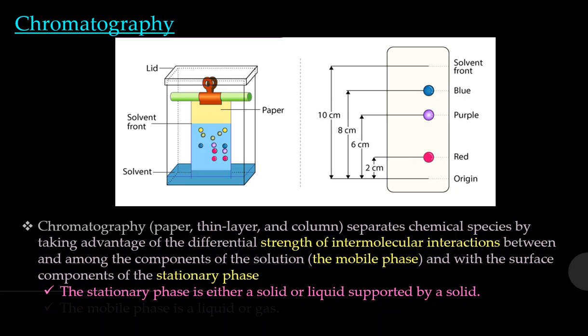Okay, so paper is one of them. That would be one of those stationary phases. The thin layer one is on a plate, you'll see. And then the column chromatography is like in a tube, which you'll see.